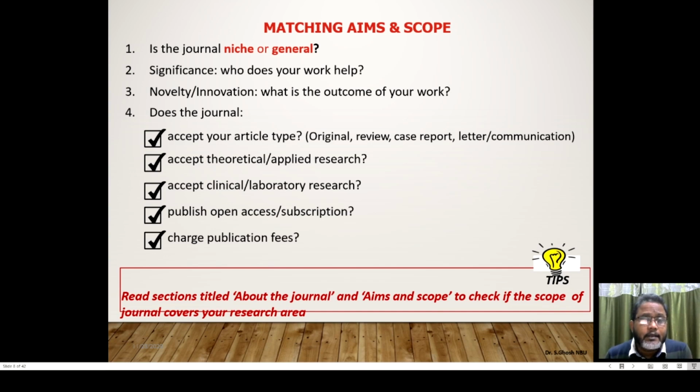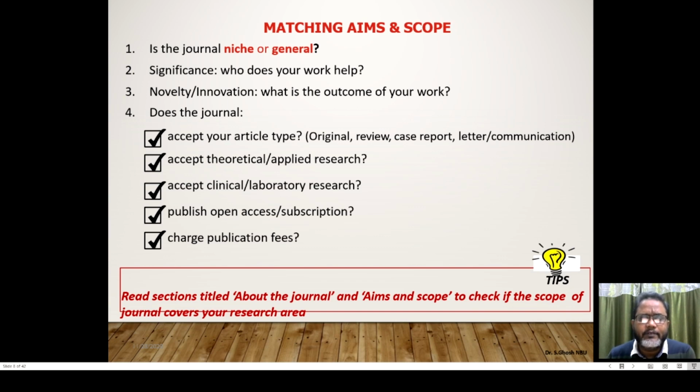And does the journal accept theoretical or applied research? The theoretical underpinning on a particular subject is always somewhat fuzzy in nature, so does this journal accept such kind of interpretation? And then, does it accept clinical or laboratory research? Is the journal accepting that? Then, does it publish open access or subscription based? This is very important.